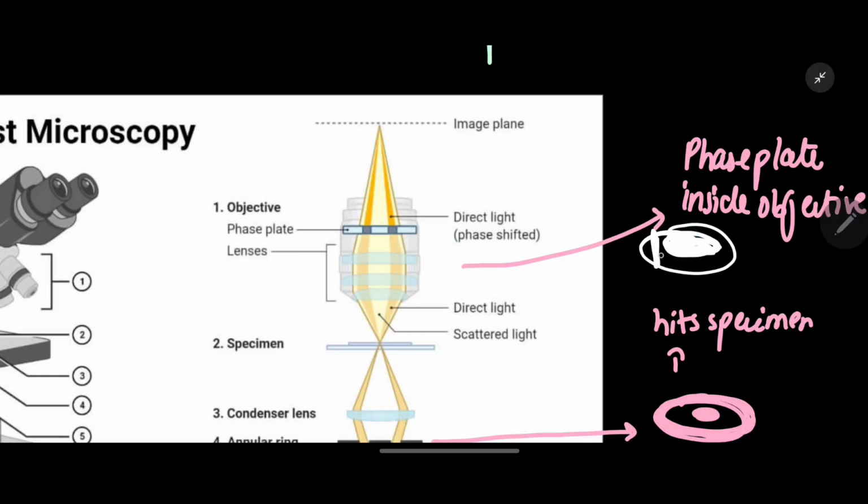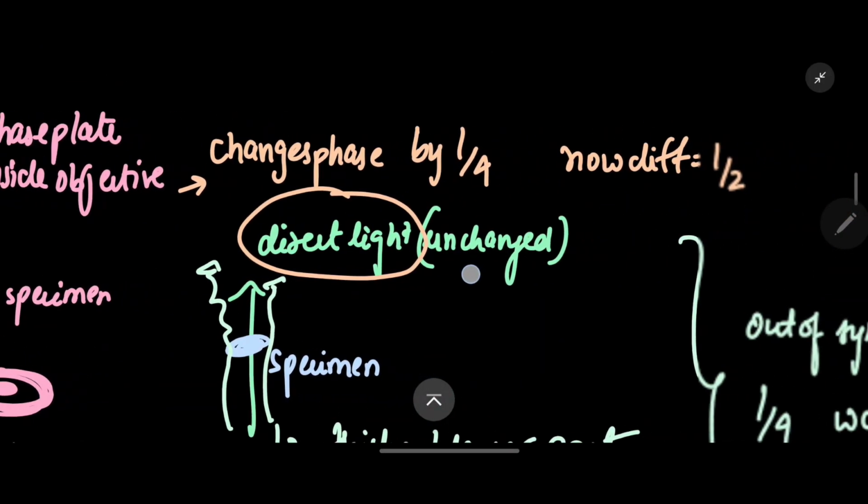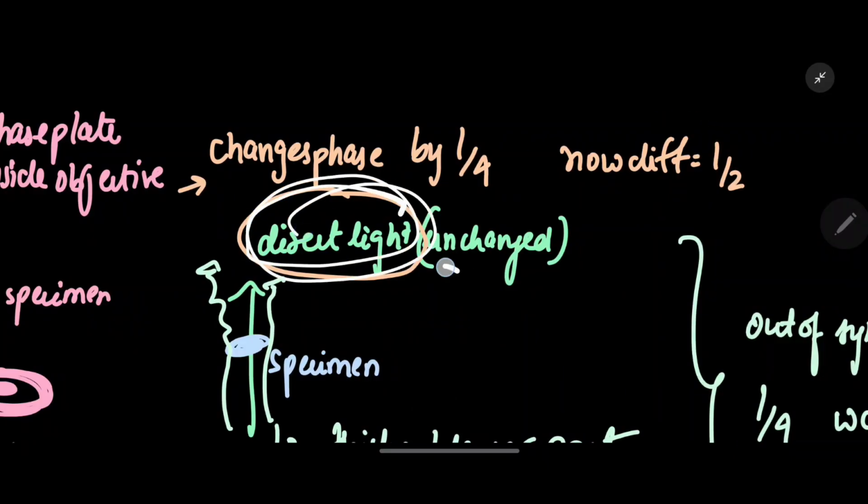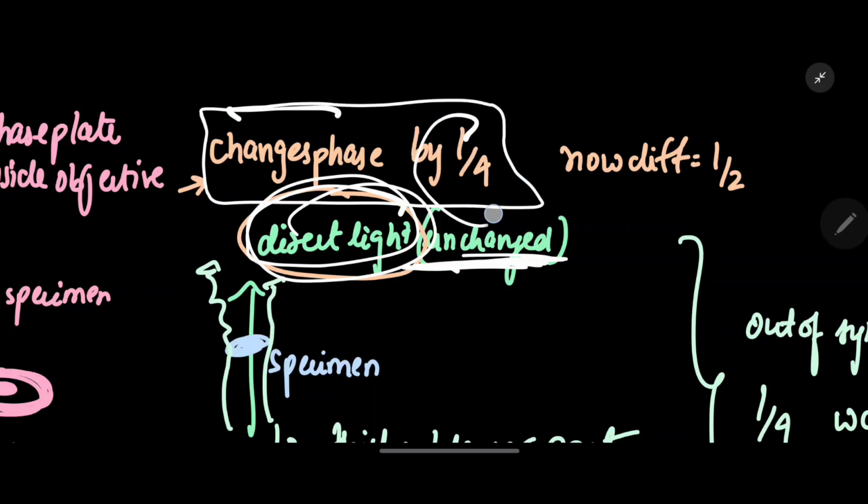The direct light is going to pass through this, and the wavelength of the direct light is going to change. So the direct light, which was unchanged, will change its phase by 1/4. Now the difference between the direct light and the diffracted light is 1 by 2.